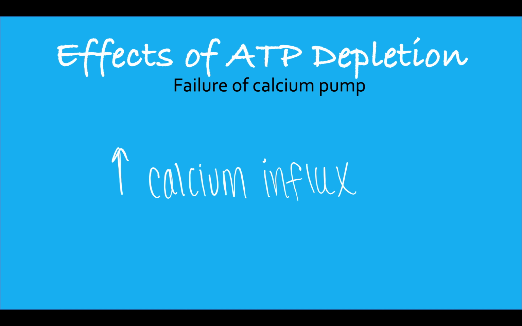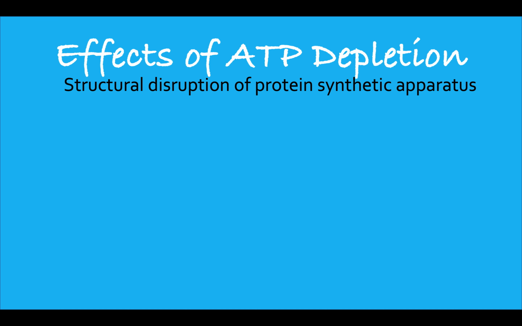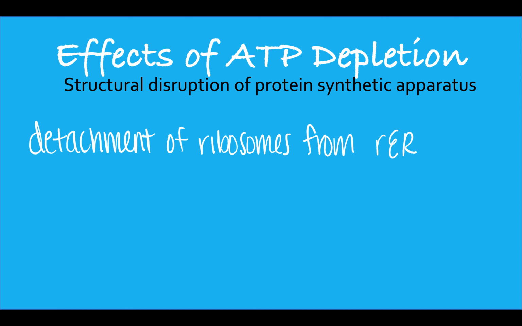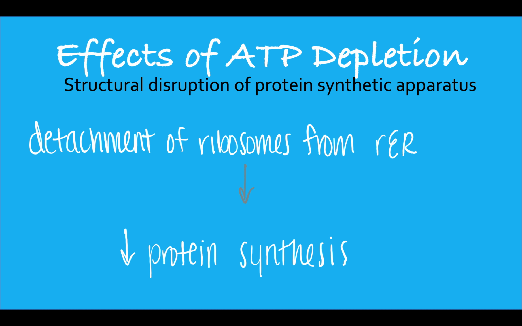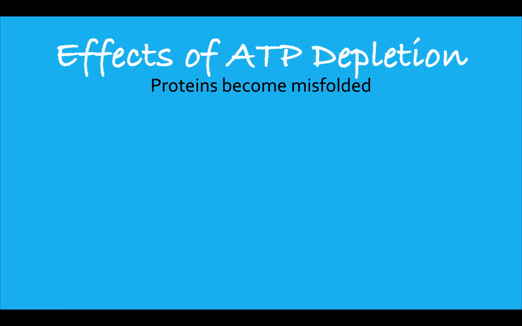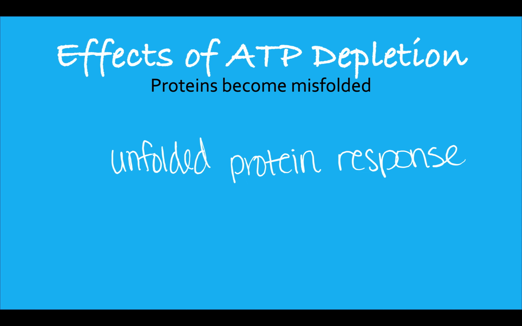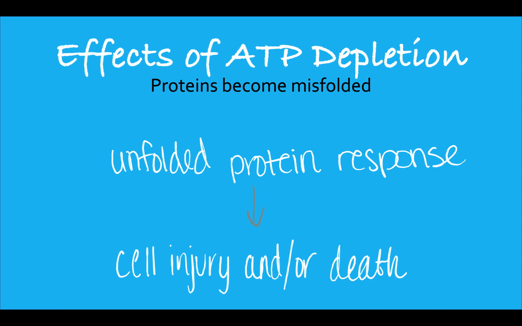Another effect of ATP depletion is structural disruption of the protein synthetic apparatus. Basically, you're losing the ribosomes from the rough endoplasmic reticulum. They become detached, and that is going to decrease the amount of protein synthesis that's happening, which is a negative effect on these cells. Another effect is that proteins can become misfolded. This is called the unfolded protein response, and this can lead to cell injury and or death. So obviously that one's bad too.